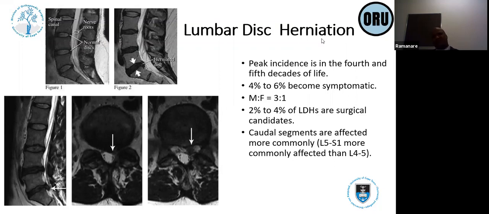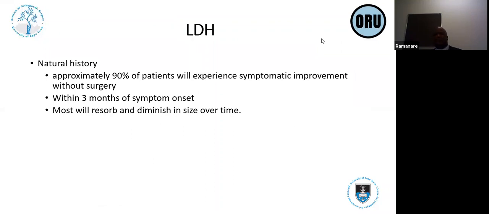And as I said earlier, the caudal or the distal segments are usually more affected, with L5, S1 being more affected than L4, L5. The natural history of the disc herniation is that 90% of patients will experience symptomatic improvement without surgery. This will normally happen within 3 months of symptom onset. Most of the disc will resorb and diminish in size over time.